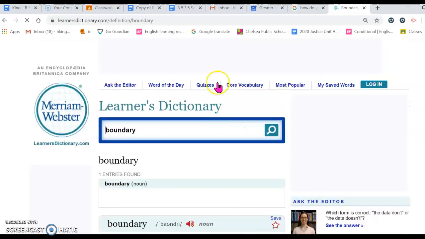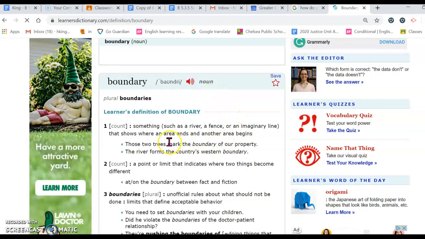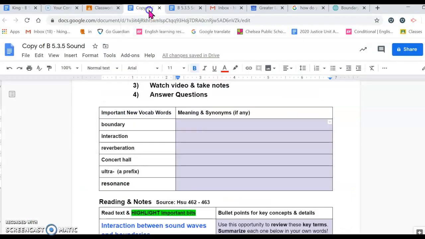Okay, scroll down. I notice that it's a noun, and it says something that shows where an area ends and another begins. All right, well, that's definitely what I think of as a boundary, but I'm going to check out the second definition. A point or limit that indicates where two things become different. Okay, so I think in the context of physics, I would put these two together. So I'm going to say where something ends or becomes different, or a point or limit where something becomes different. I'm going to use that as my definition. Okay, so here we go. And I just use my real world knowledge to put those two definitions together and think about what I want to think of for physics.